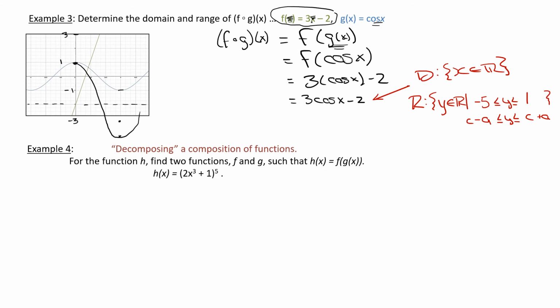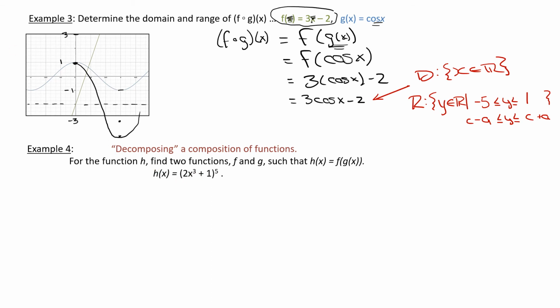So let's take a look at example 4. It's the opposite. We're going to decompose a composition of functions. We've had two functions that have already been composed together, and they made h at x. And this was the answer. G at x subbed into f gave us h at x. So what you have to do is come up with two functions, f and g, that would result in h at x. And there's a couple of different answers for this.